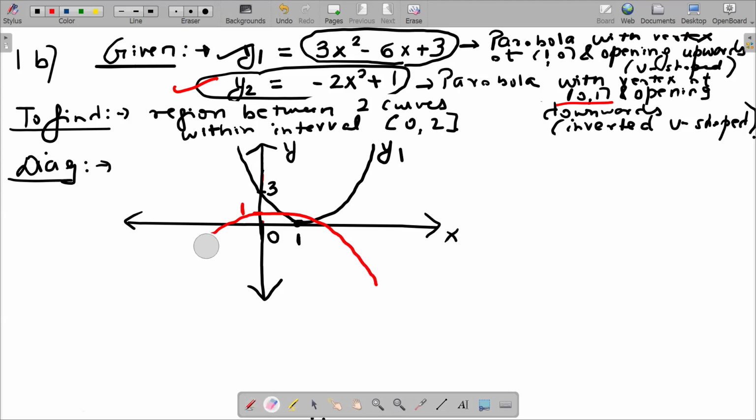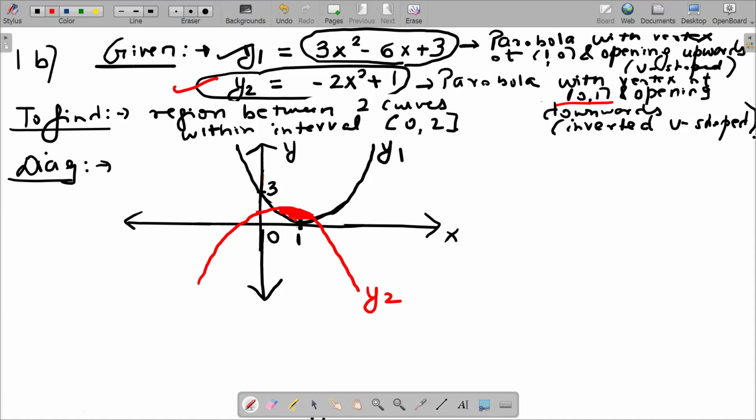Let me draw it more properly. Remember, I'm not using any scale of measurement, so it might come out a bit asymmetric. So this is 1, 0. Okay, so somewhat like this is going to be my Y. I need to find the area between the curves from 0 to 2. That means somewhat this area is what I need to find out, as X takes values from 0 to 2.